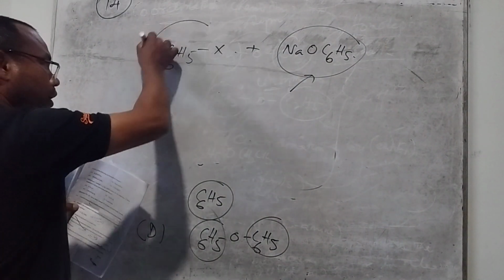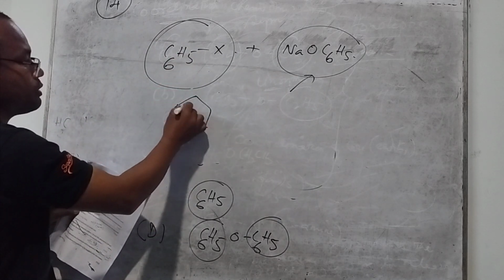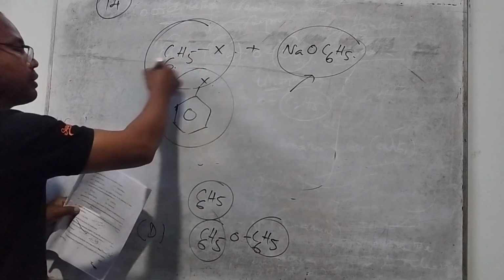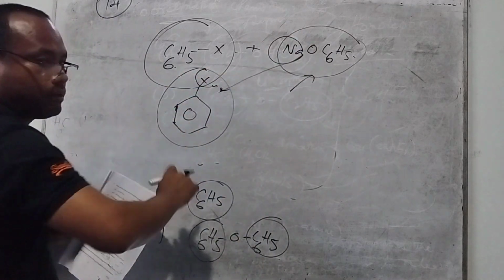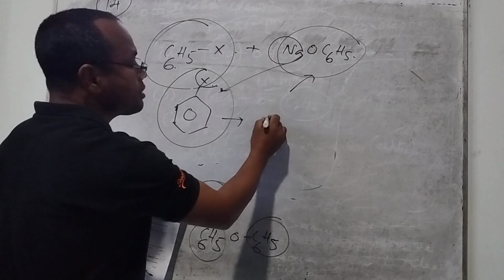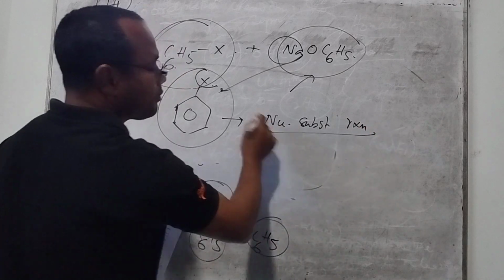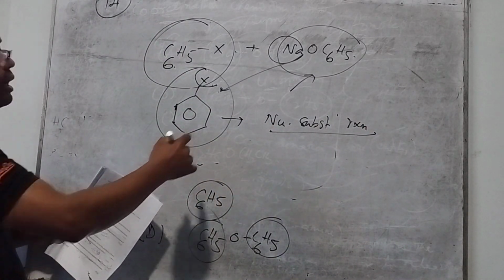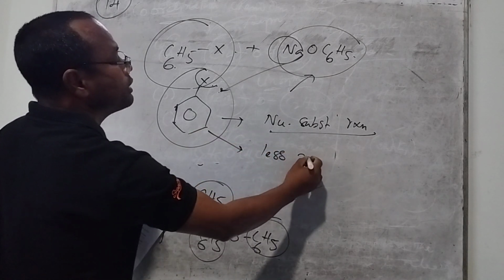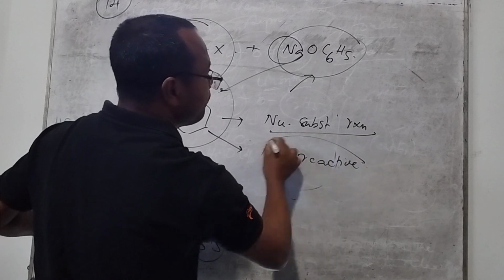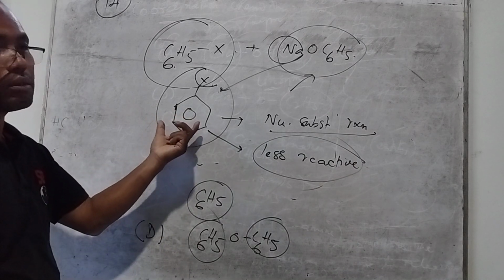But for this case, this is the haloarene. Let me draw the structure of this one. So this X is replaced by this sodium, right? So what reaction does it follow? This is a nucleophilic substitution reaction, right? Now in nucleophilic substitution, haloarenes are very less reactive. Under normal conditions, this haloarene reaction does not take place.